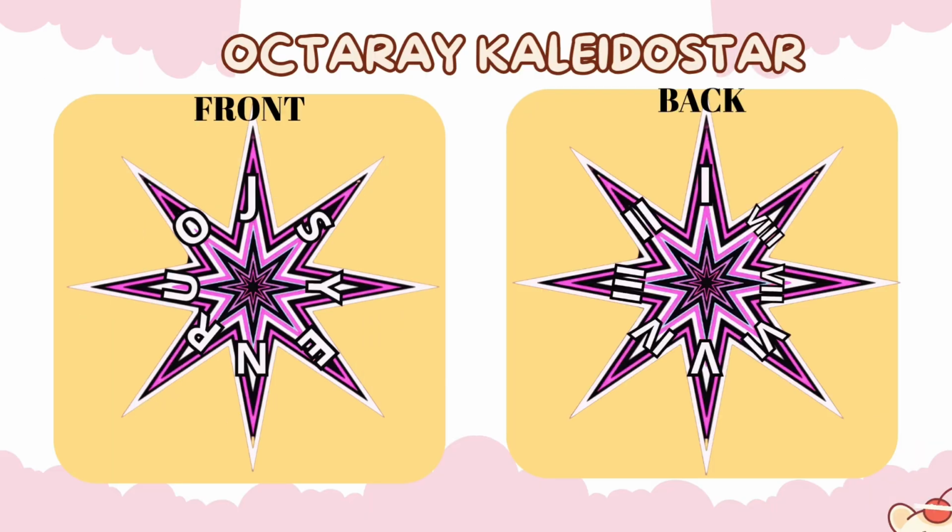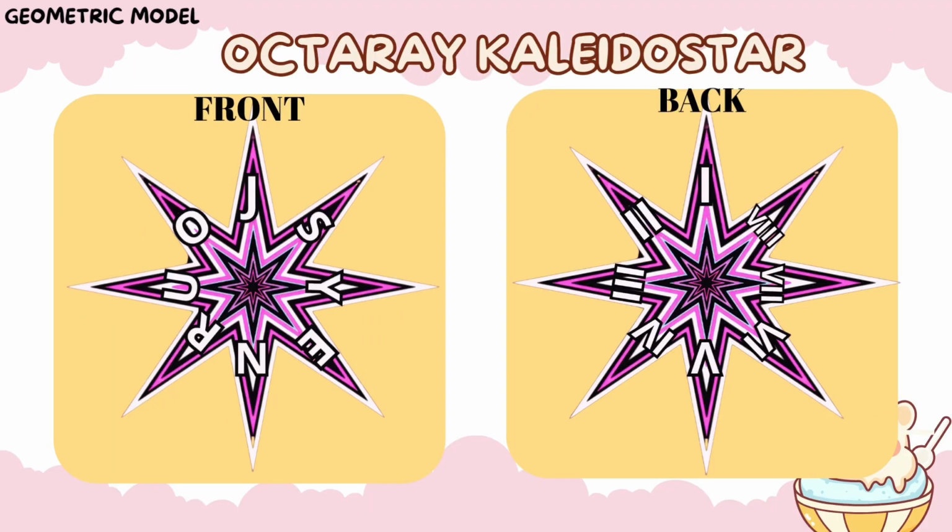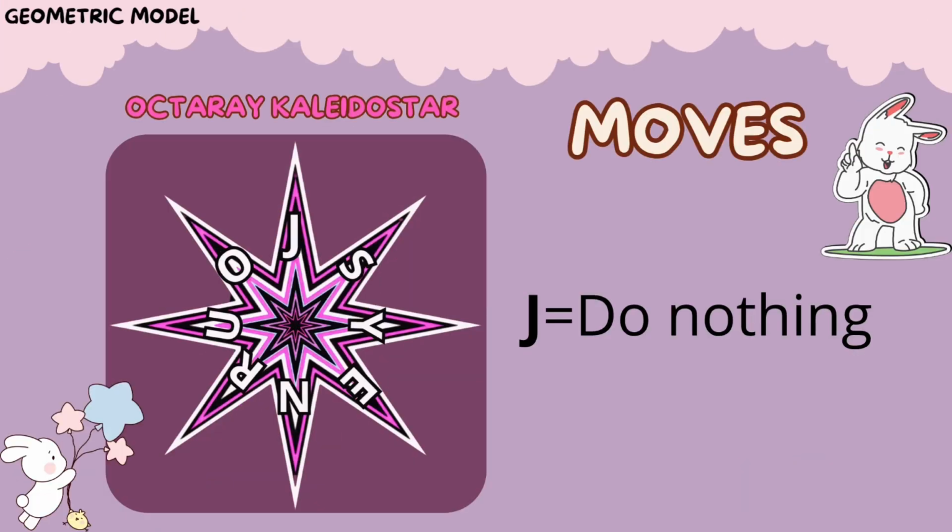So now, let us proceed to the front and back of my geometric model. As you can observe here, on the front of my geometric model, I used letters, while on the back of my geometric model, I used the Roman numerals 1 until 8. Now let's proceed to the moves that we have. For letter J, do nothing.